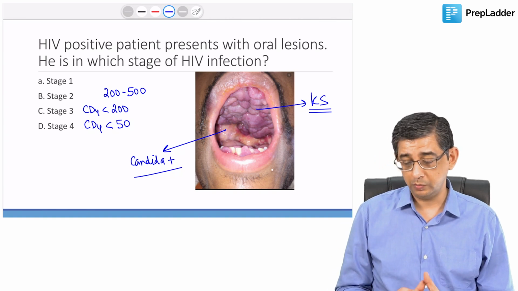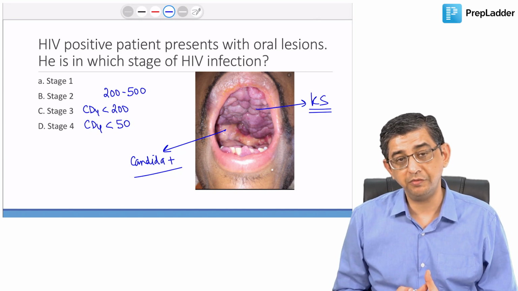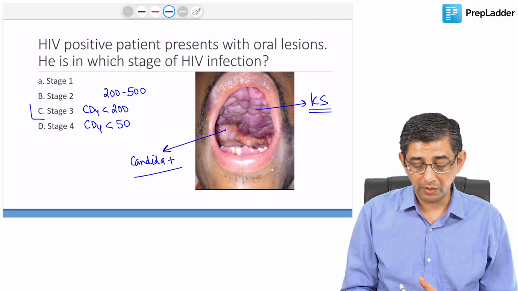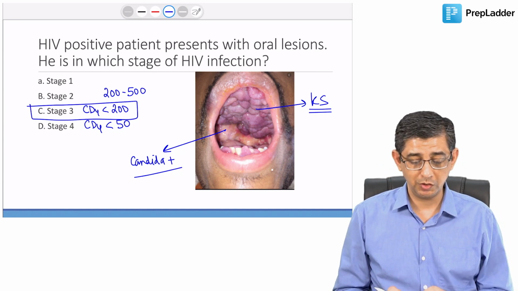So Kaposi sarcoma usually tends to appear. It can appear even at a CD4 count of less than 50, but most of the time would be encountered in the later part of the illness, that is stage 3. The answer to this MCQ is option number C.